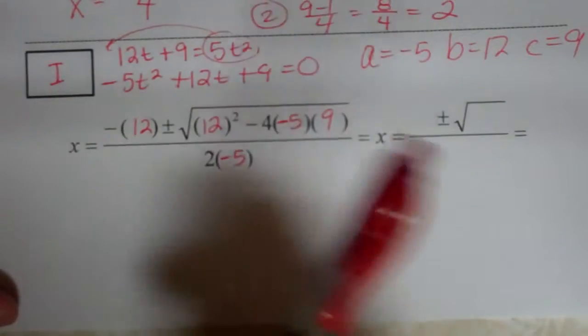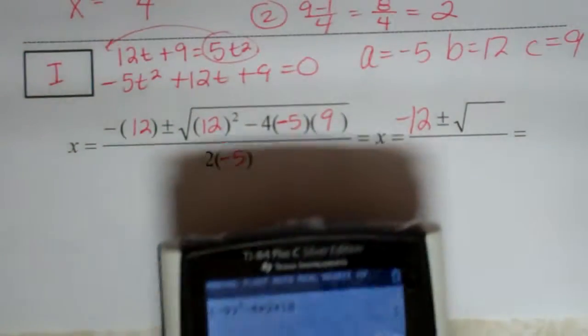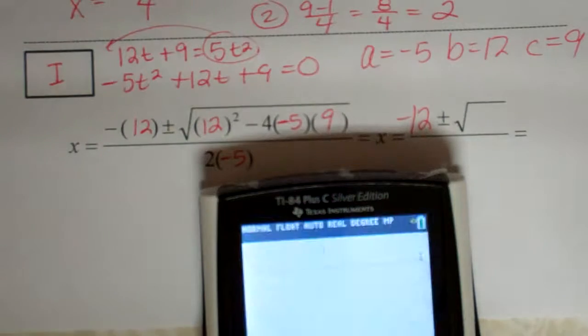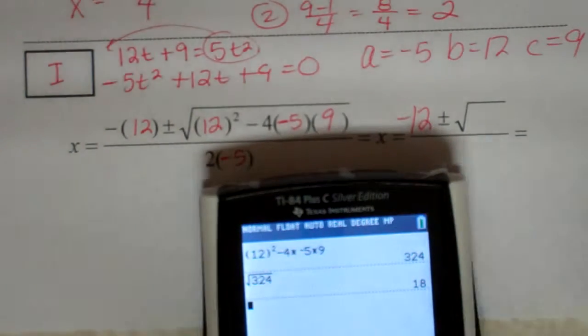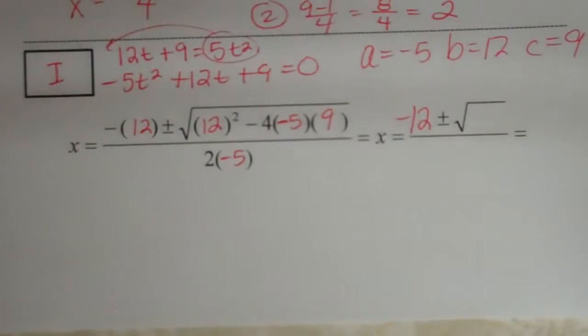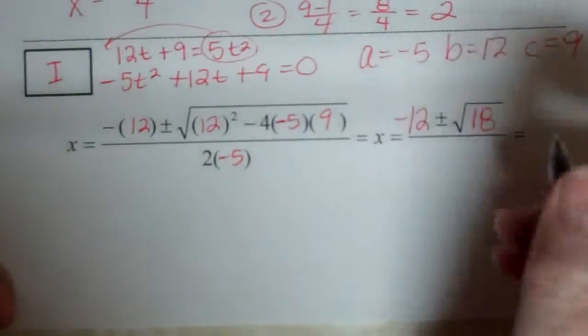The negative of 12 is negative 12. And I'm going to get out my calculator because those look like great big numbers and I'm scared of them. Please don't hurt me. Okay. 12 squared minus 4 times negative 5 times 9. See if I get a number I like this time. 324. What's the square root of 324? 18. Ta-da! Yeah, I like that. It's not a perfect square. I don't like it. It happens, but not today. Today we're just always going to have a perfect square here.